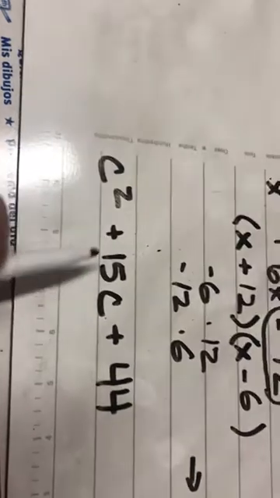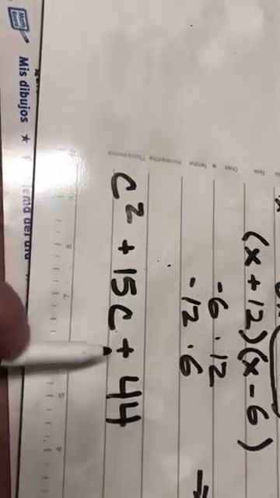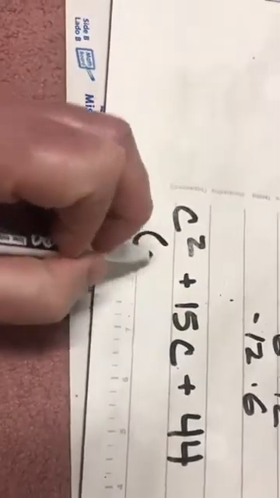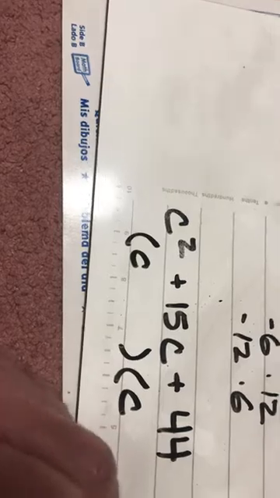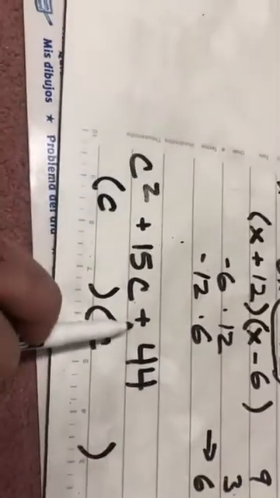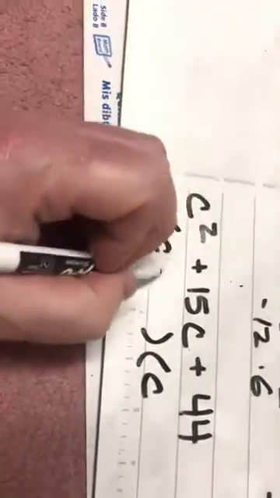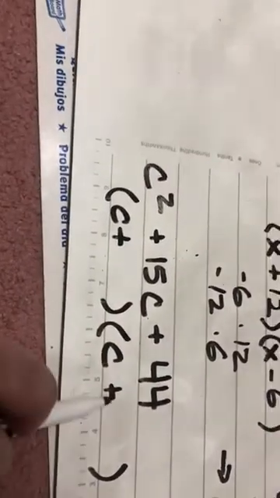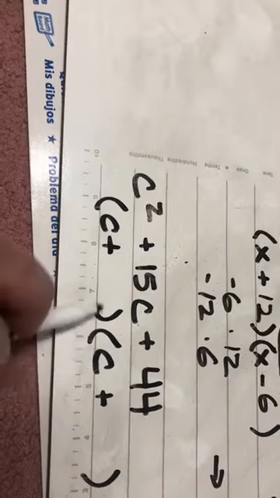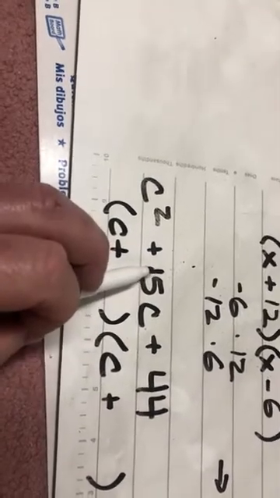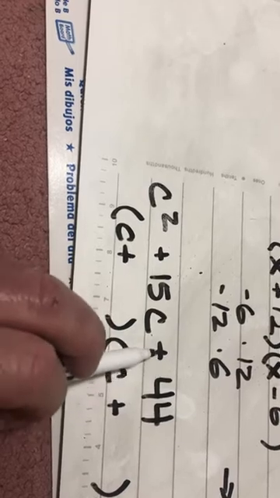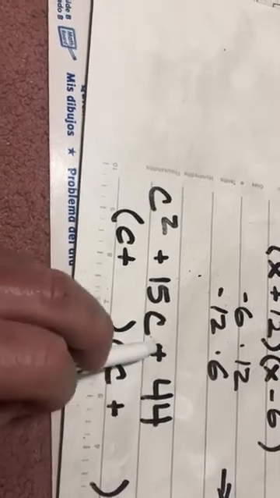Now, here I've got this one, c squared plus 15c plus 44. All right, so I know I'm going to start with c and c. And I know that this number's positive and this number's positive, so everything's going to be positive. I have to, because two negative numbers added together will not give me a positive answer. I can't have a negative and a positive number because this is a positive.